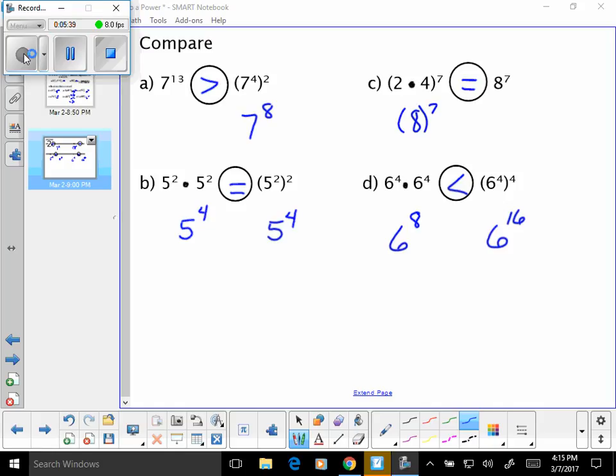In D, we need to add the exponents on the left side. 6 to the 4th times 6 to the 4th is going to be 6 to the 8th. On the right-hand side of this inequality, 6 to the 4th raised to the 4th, we're going to multiply the exponent and get 6 to the 16th. I hope you got those last two right.